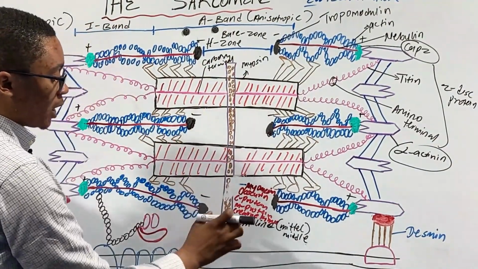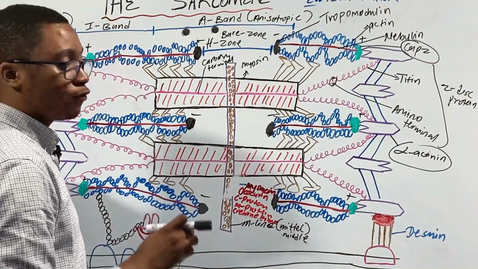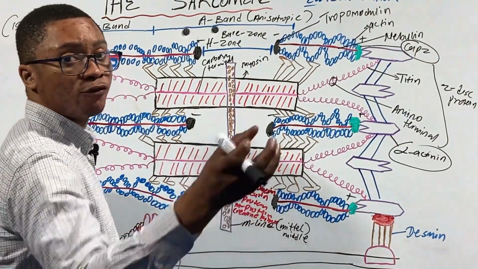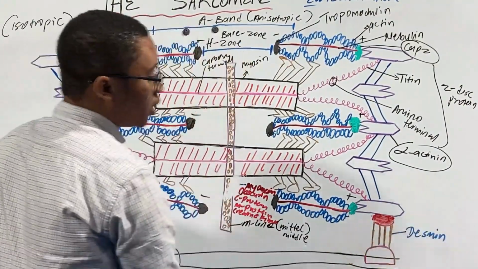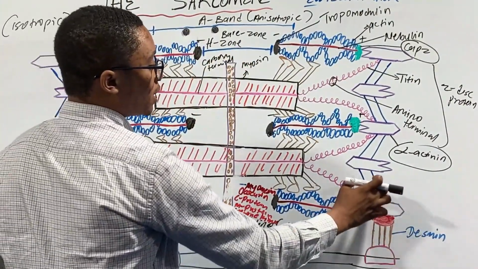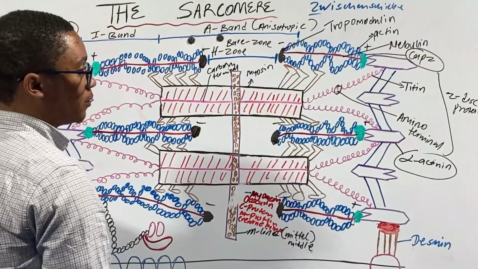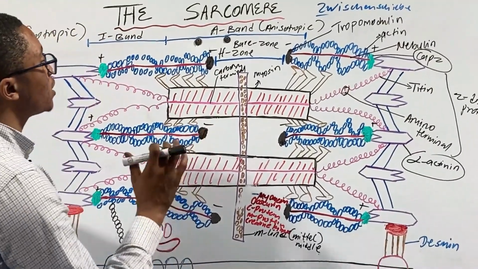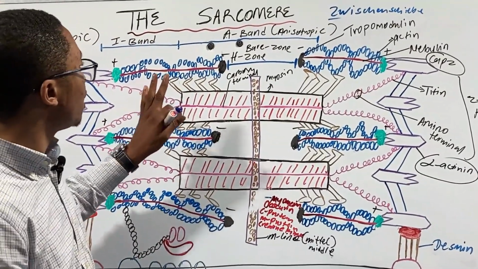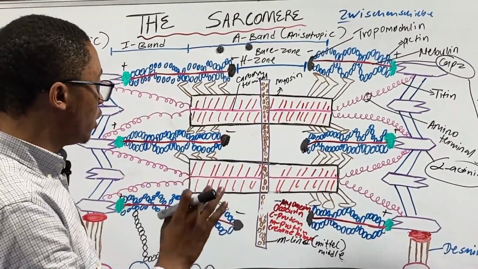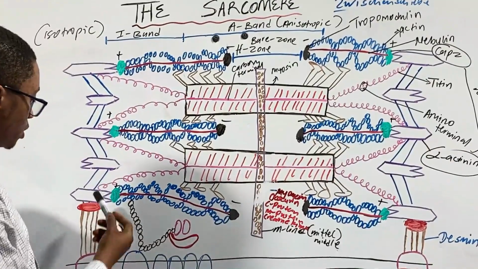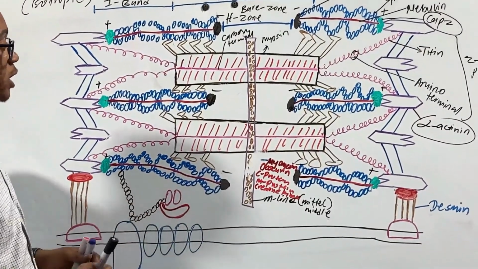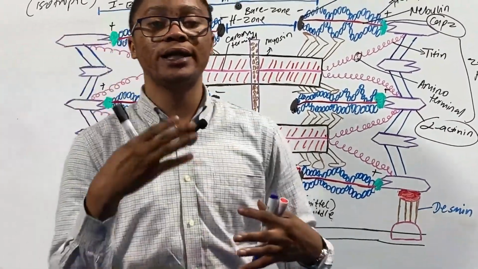And I said that creatine kinase helps phosphorylate ADP into ATP by taking off phosphate from creatine phosphate. I said desmin here helps connect Z discs to one another. All right, so this is the sarcomere. So in later videos we'll be talking about other structures you can see here, and we'll be discussing them in later videos.